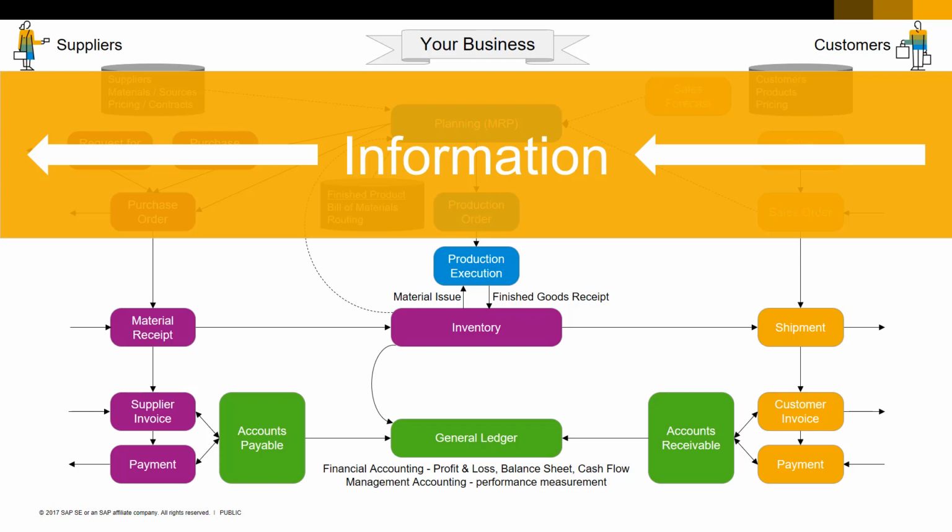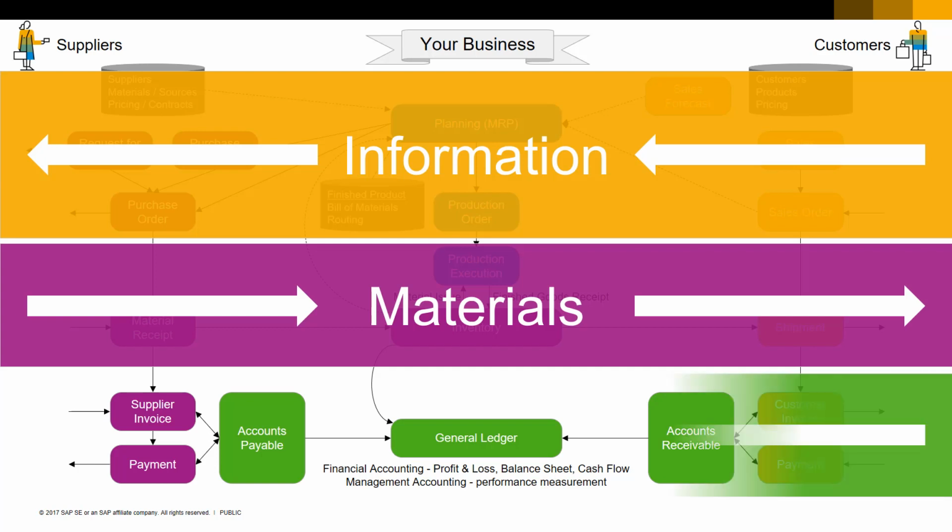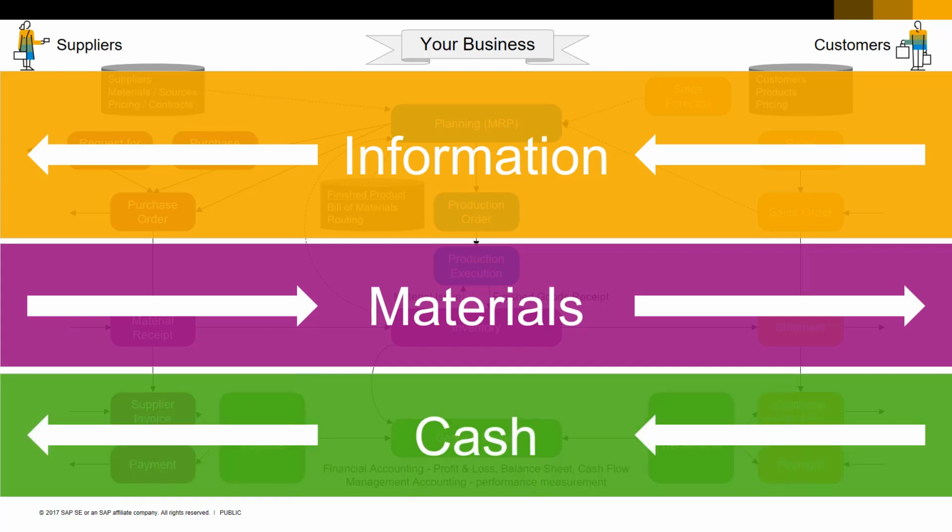If you look at the middle third of the diagram, you'll see materials, inventory being bought, manufactured, and sold. Materials flow downstream, from suppliers to your business to customers, and ERP systems are designed to optimize the flow of these materials. Finally, if you look at the bottom third of the diagram, you'll see cash, invoices and payments flowing into and out of your business, with records of everything flowing into the general ledger. Cash flows upstream, from customers to your business to suppliers. And again, ERP systems are designed to optimize the flow of cash.